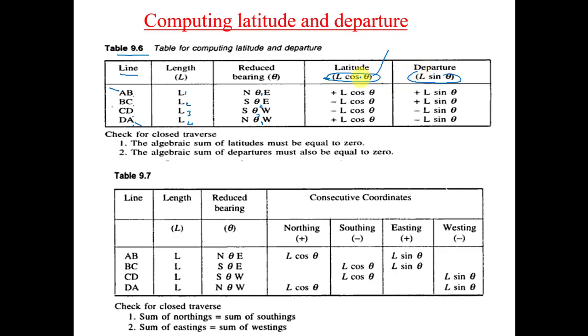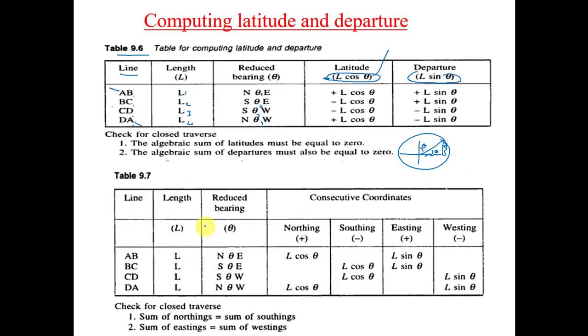So never get trapped by this formula, otherwise you will feel disappointed whenever you solve the numerical portion. I suggest you just draw your line like this and find its latitude here and departure here, and use your own theta. Maybe your theta is here or here. You can use your own theta, whichever is easy for you also.